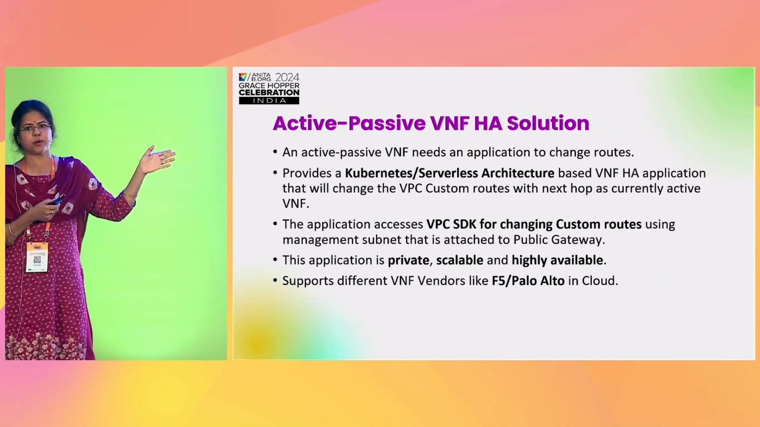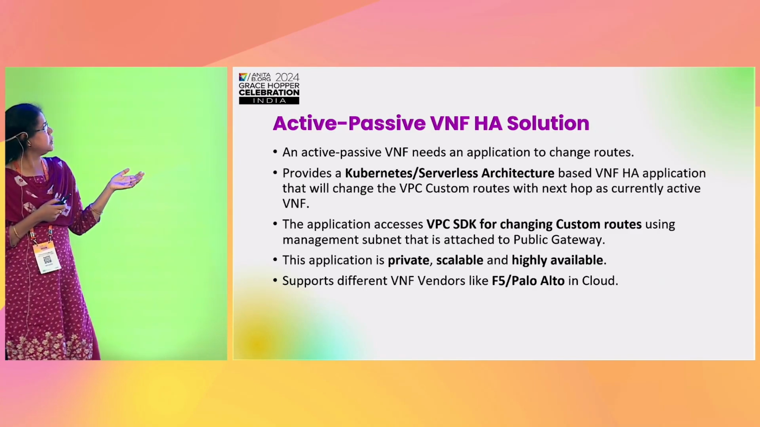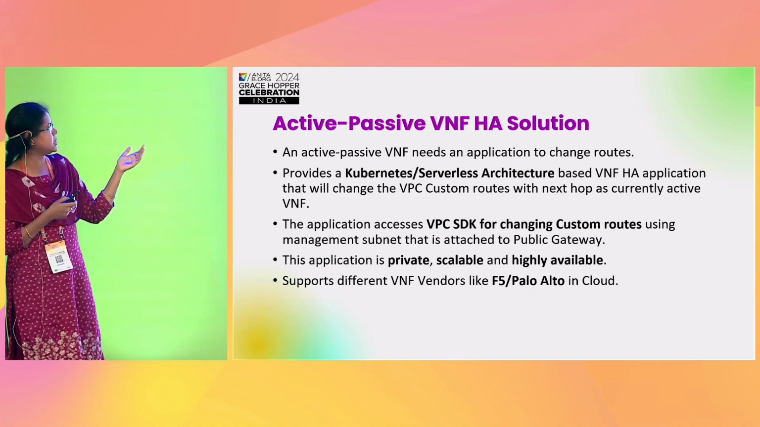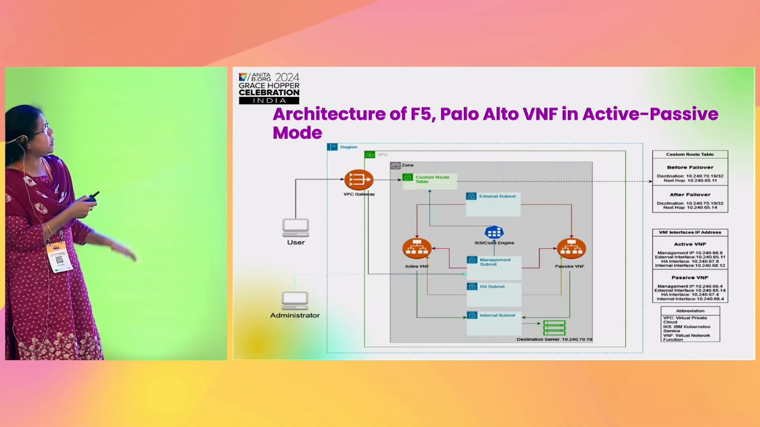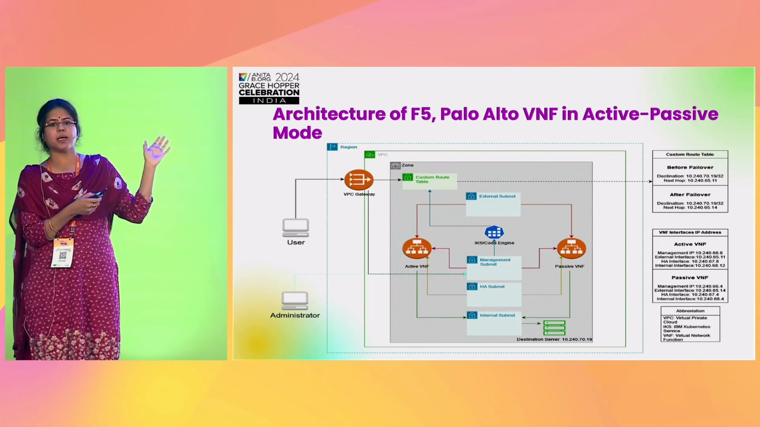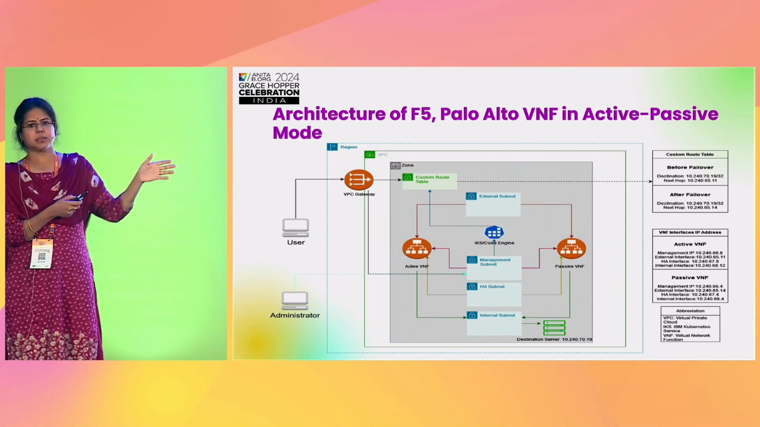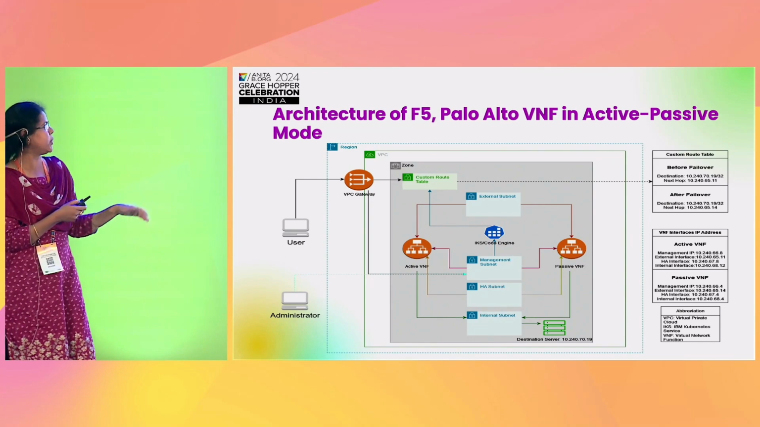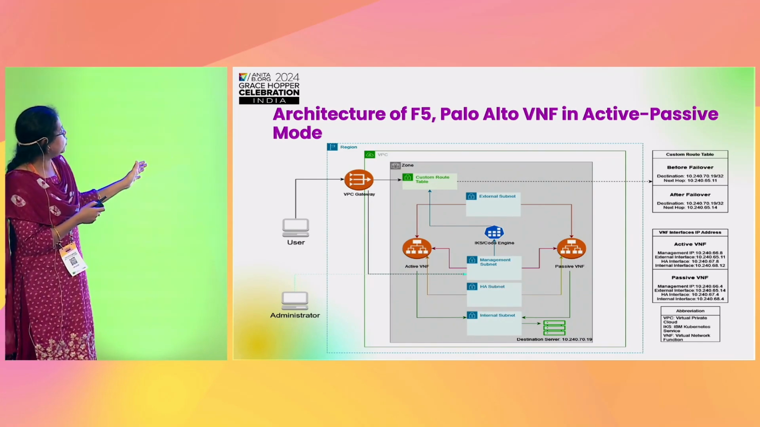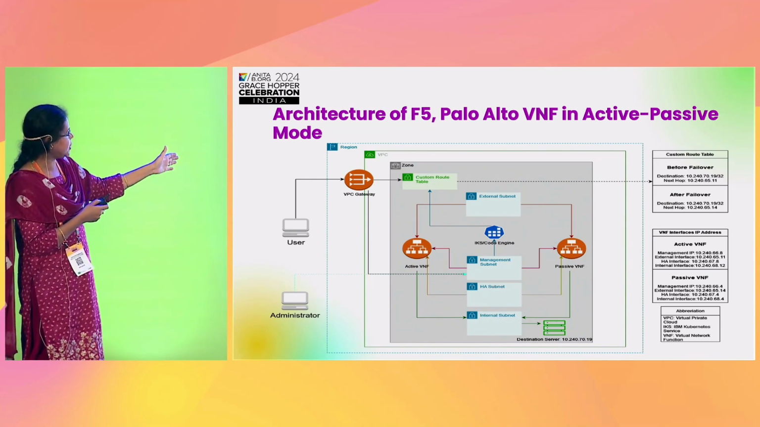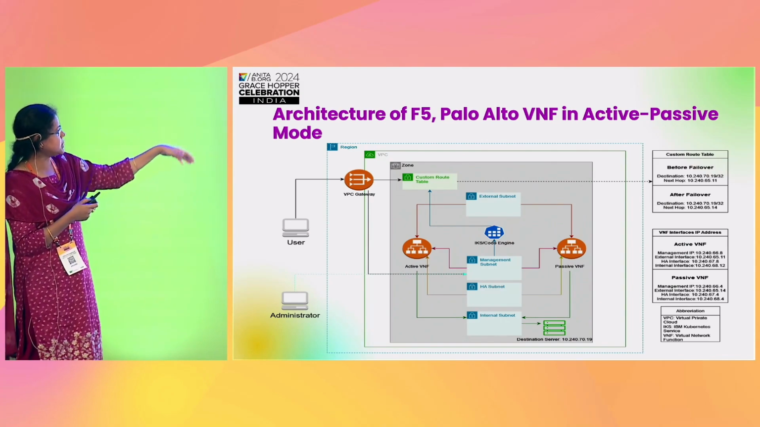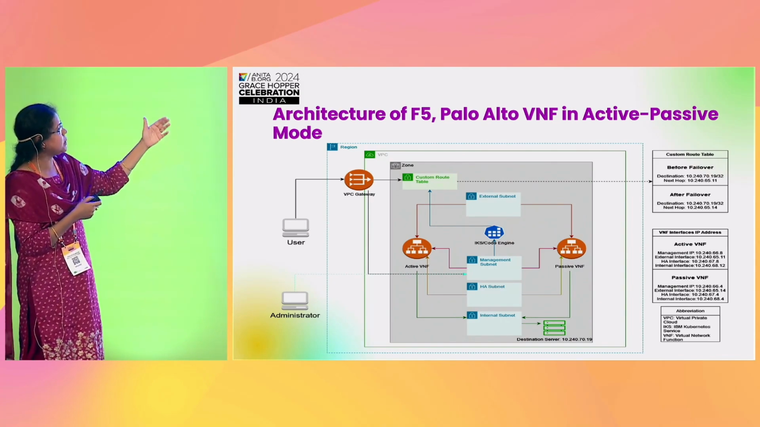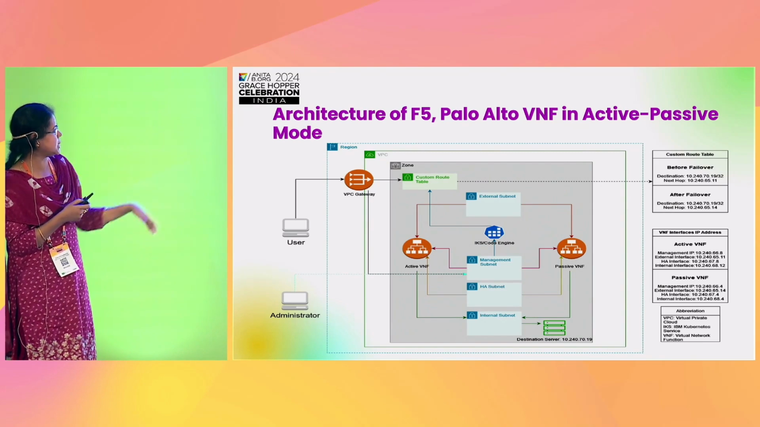Those are serverless platforms. You can run your application, and this application is private, it is scalable, and it is highly available. So now I am going to show you the FI and Palo Alto's architecture, how it will look in a cloud environment. So this is the IBM cloud, and here we have a virtual private cloud. I have an active VNF, and there is a passive VNF, and they are sharing the same subnet for internal, external, management, and HA subnet.